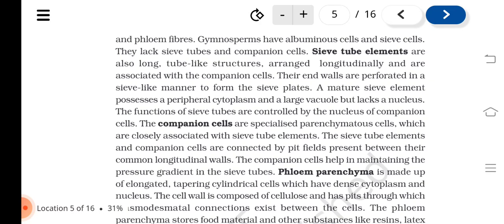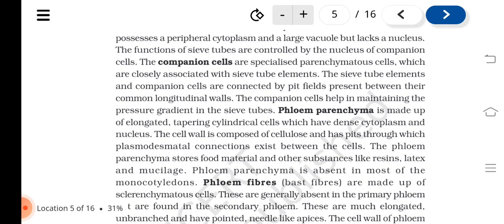Their end walls are perforated in a sieve-like manner to form the sieve plates. A mature sieve element possesses a peripheral cytoplasm and a large vacuole but lacks a nucleus. The functions of sieve tubes are controlled by the nucleus of companion cells. The companion cells are specialized parenchymatous cells which are closely associated with sieve tube elements. The sieve tube elements and companion cells are connected by pit fields present between their common longitudinal walls. The companion cells help in maintaining the pressure gradient in the sieve tubes.